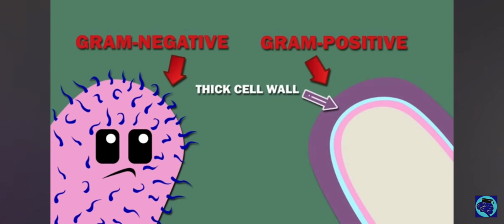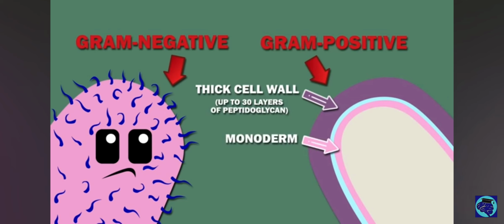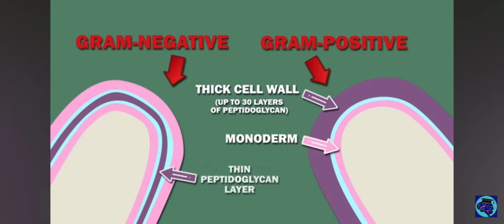Gram-positive bacteria have a thick cell wall, which consists of up to around 30 layers of peptidoglycan. This cell wall surrounds a monoderm, which is a single plasma membrane. Gram-negative bacteria have a much thinner cell wall, consisting of a single layer of peptidoglycan. This layer of peptidoglycan is sandwiched between two lipid bilayer membranes called diderms.